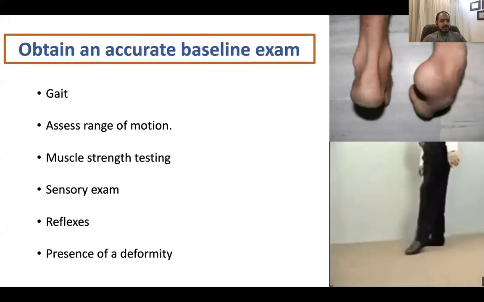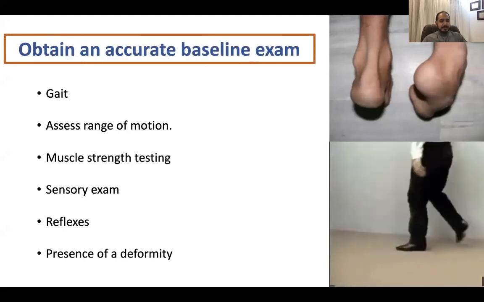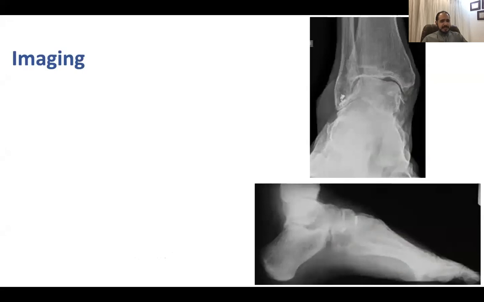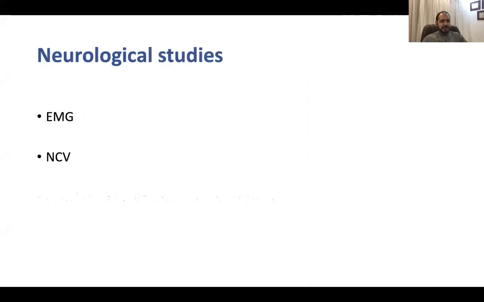And so the goal here is to obtain an accurate baseline exam. Imaging in cases of foot drop, in addition to the standard imaging, which is done for the main etiology, such as the spine, maybe the patient needs an MRI or so on, for focusing on the foot itself, we need weight-bearing x-rays for the foot and ankle, and it's mainly to assess the foot alignment and look for any signs of degeneration or rigid deformities.